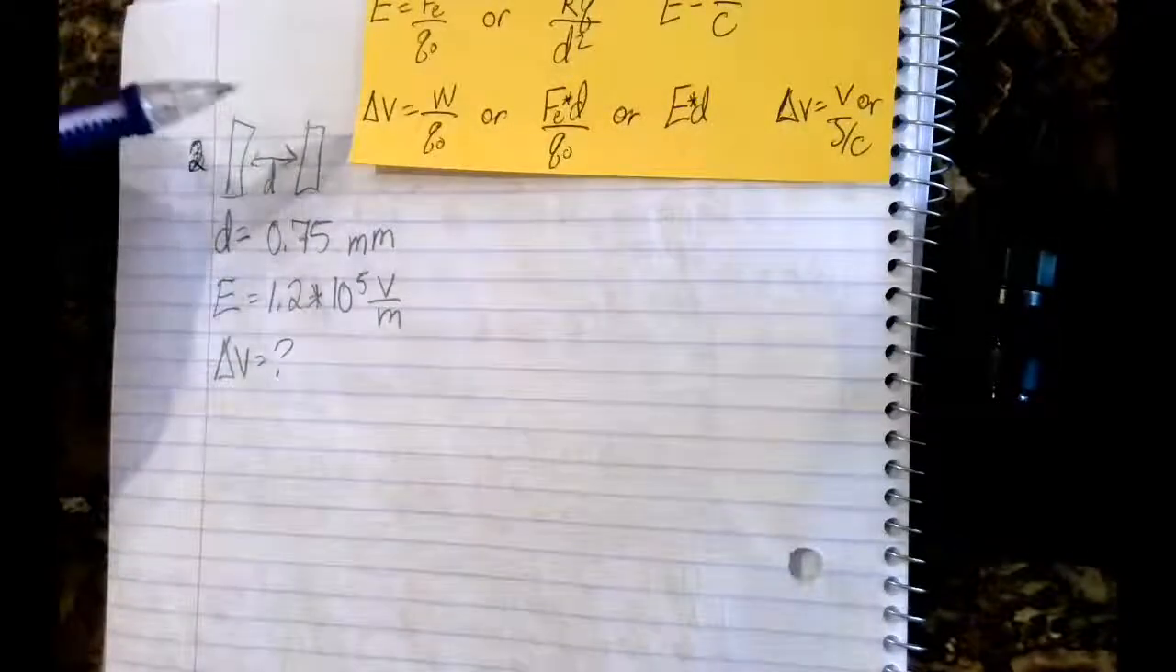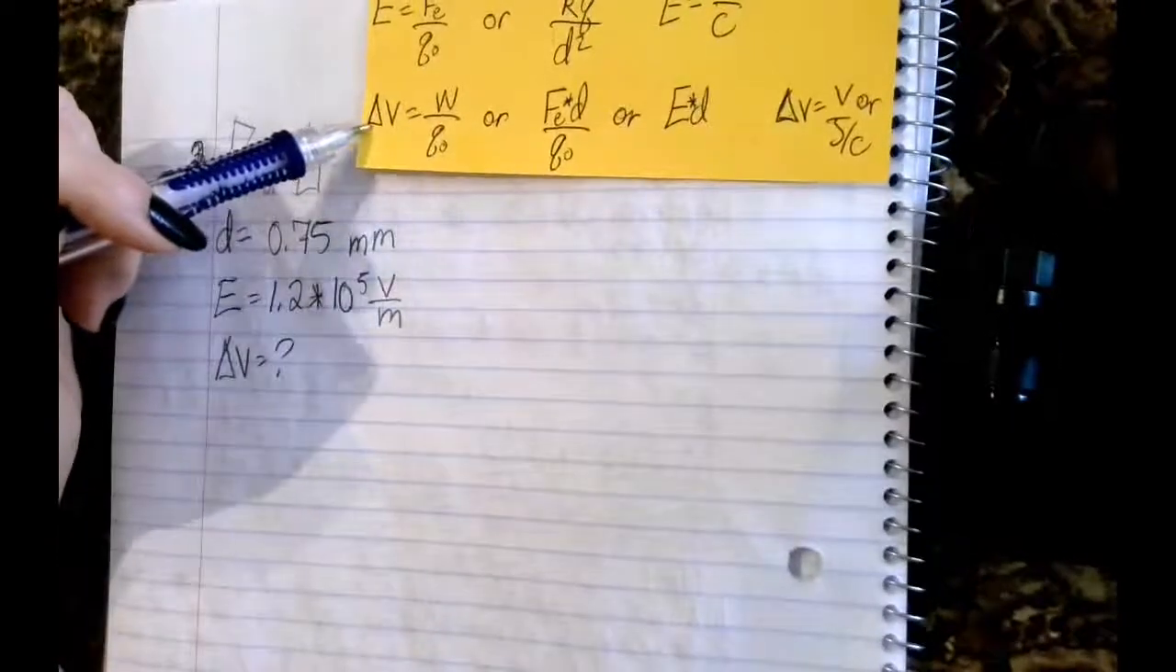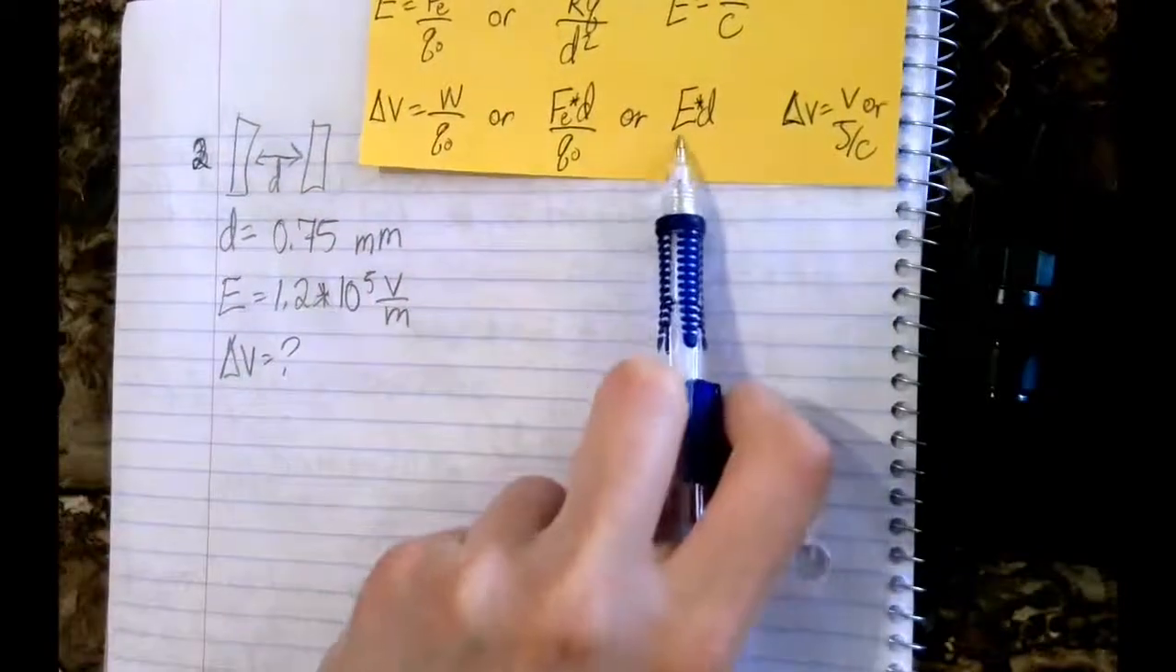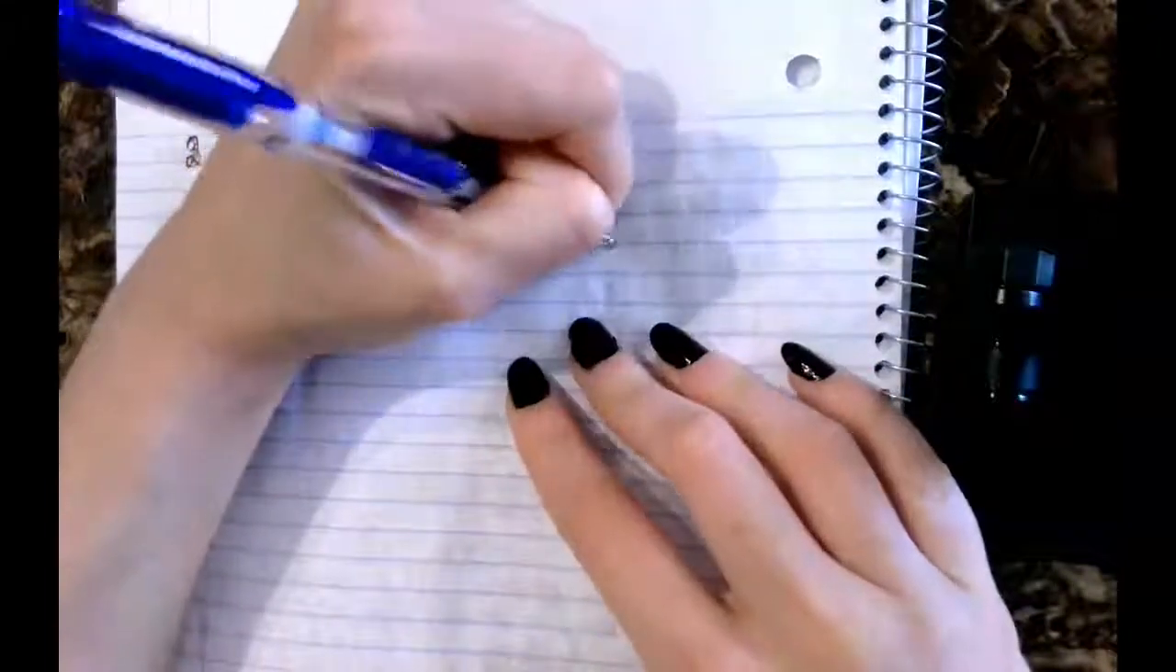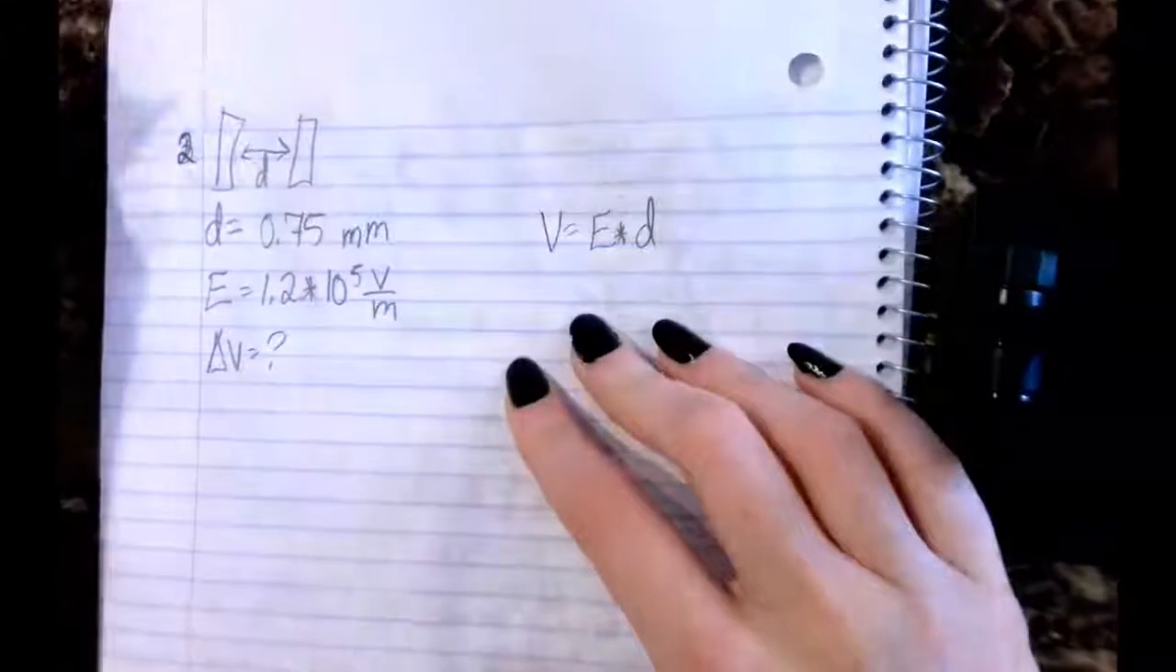Thinking about my formulas, hey, wait, delta V is equal to the electric field times the distance between the 2 plates, or the distance between 2 objects. So I'm going to use that formula. V equals E times d.